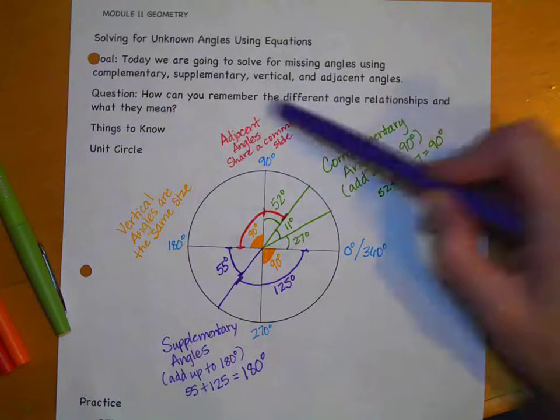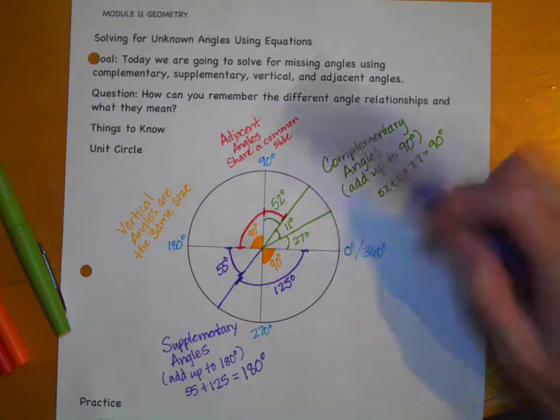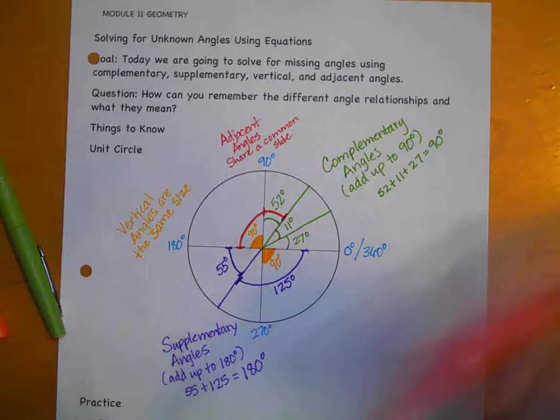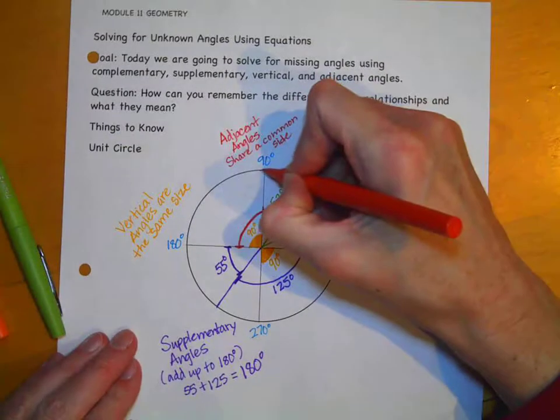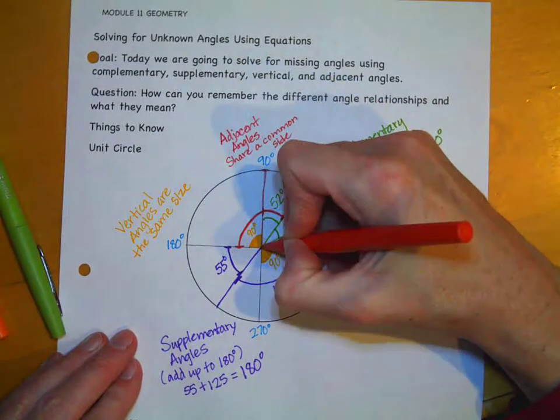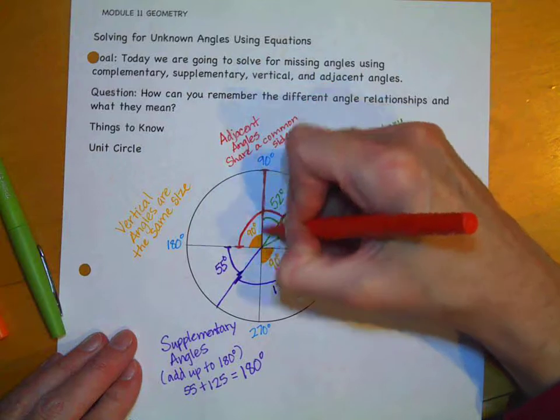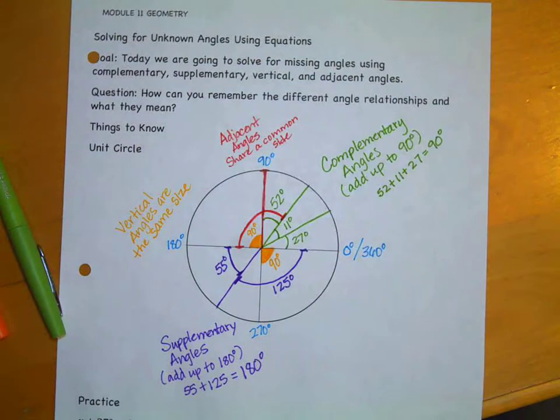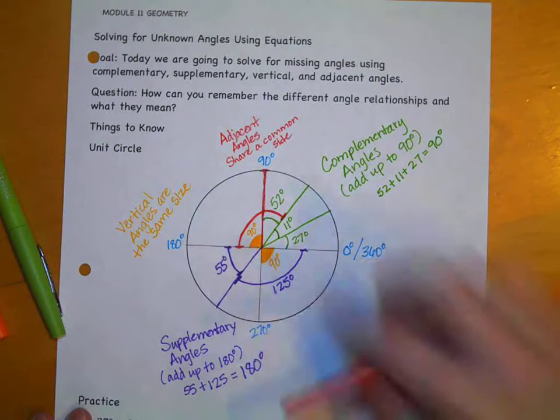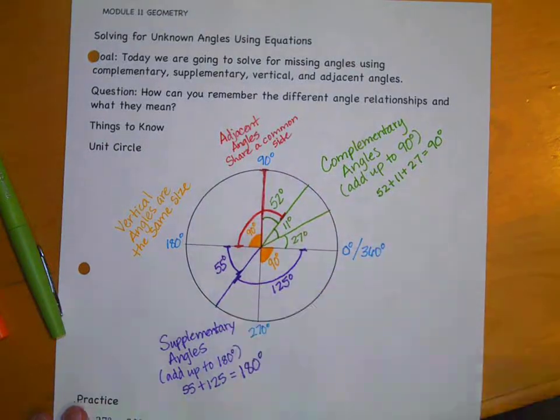Okay? So complementary add up to 90. Adjacent angles share a common side. Let's go ahead and color that in with red so that you don't forget. Adjacent angles share a common side, right? Okay, that's the side they share. All right. Vertical angles are across from each other in any direction, and then supplementary angles add up to 180 degrees.